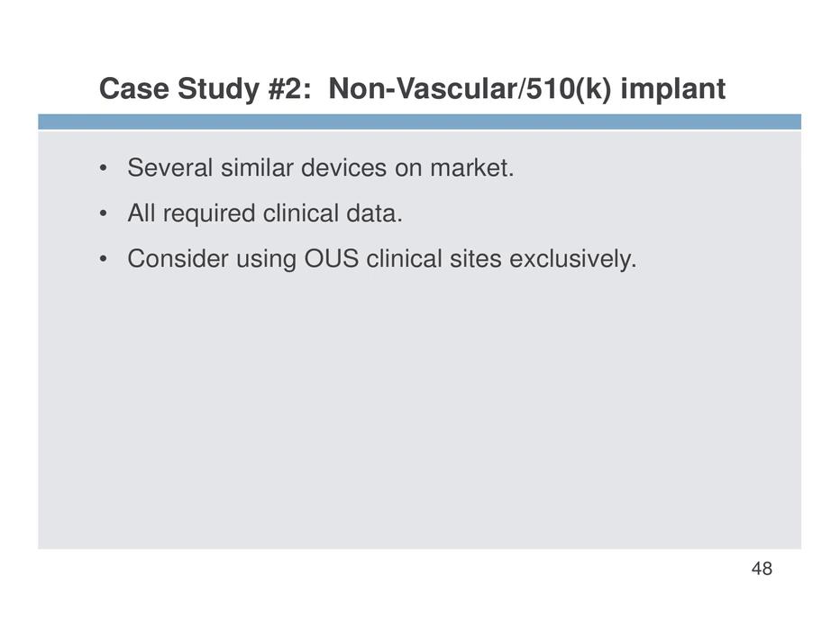Well, here's one. A non-vascular device, it's an implant, it's a 510K. There's several similar devices on the market. All of them are going to require clinical data. And we were considering using OUS clinical sites exclusively. We had access to some data outside the U.S., and we wanted to know, is that going to be sufficient? So what did we do with that? What would be the next steps on that?